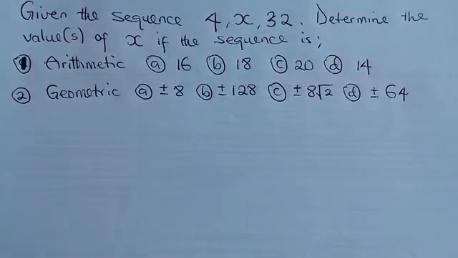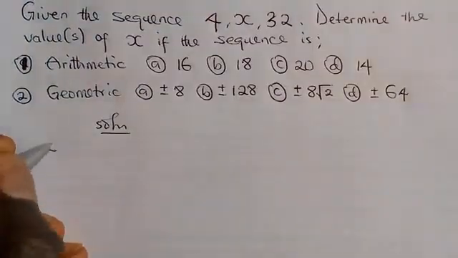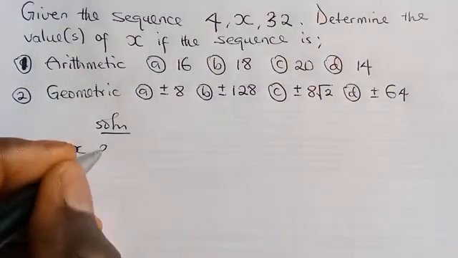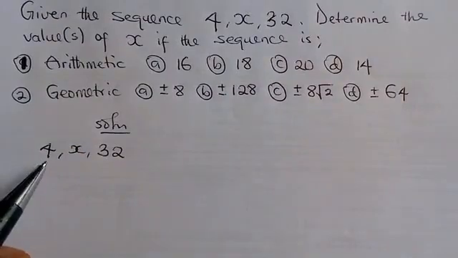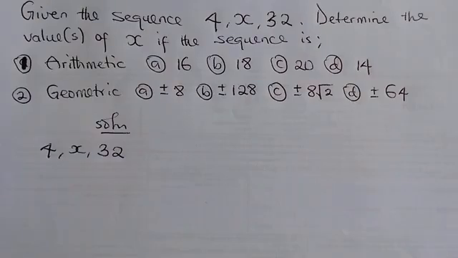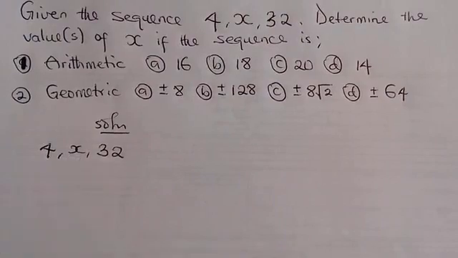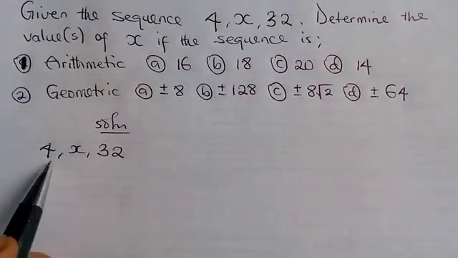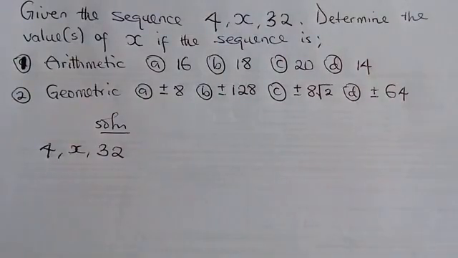So when we bring this sequence, we have 4, x, 32. Those are the terms of that sequence, the first term, the second term, and the third term. If this is an arithmetic progression, what is the value of x? Secondly, if this is a geometric progression, what will be the values of x?